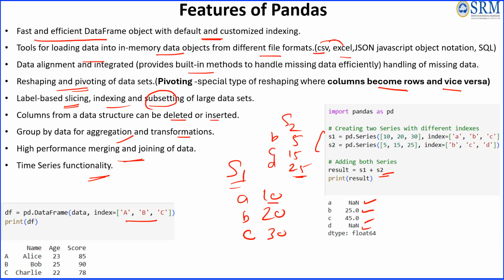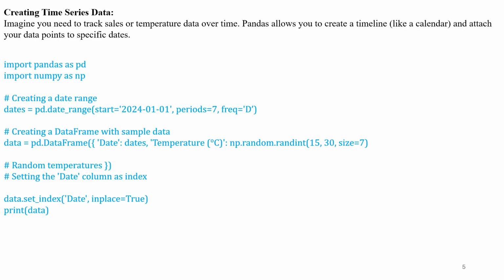Then let's see some examples for time series functionality. So what is time series functionality in Pandas? One big example is creating time series data. Suppose I want to record sales data or temperature data over time, I can fix the date. From this date onwards, I need the data for 15 days or 16 days, and then you can use that to analyze. So we can make a calendar. This is one important example which comes under time series functionality.